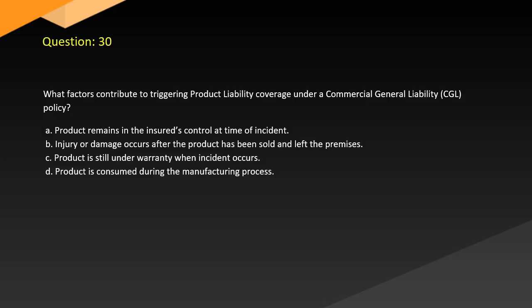Question 30. What factors contribute to triggering product liability coverage under a commercial general liability (CGL) policy? A. Product remains in the insured's control at time of incident. B. Injury or damage occurs after the product has been sold and left the premises. C. Product is still under warranty when incident occurs. D. Product is consumed during the manufacturing process.